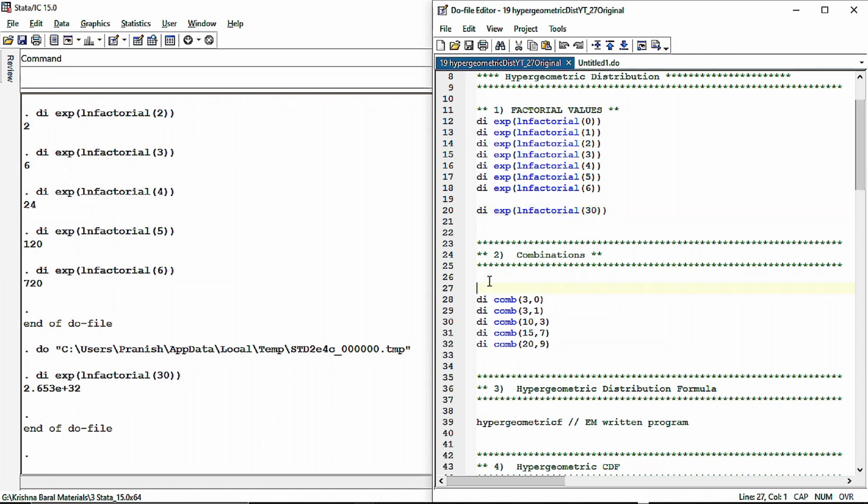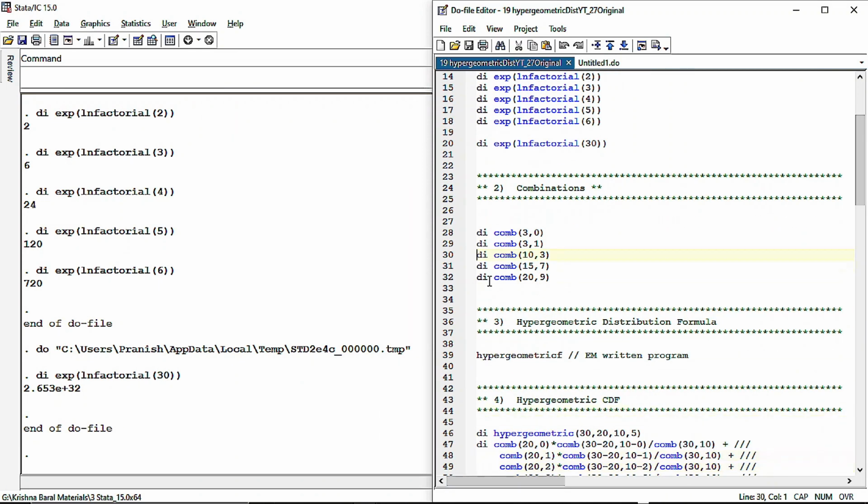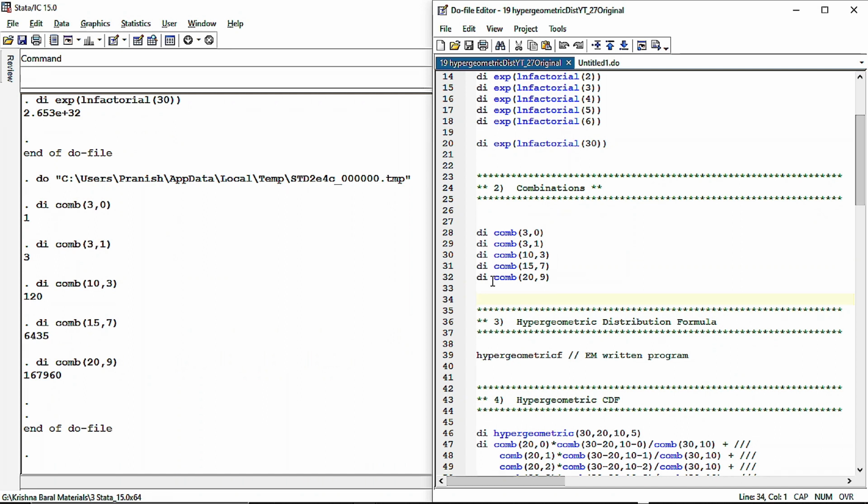Now let us see another useful function, combination, and this is how we can calculate the combination. So the explanation goes like this. There is one unique way in which we can select nothing out of 3 objects. There are 120 unique ways in which we can select 3 objects out of 10, and there are 167,960 unique ways in which we can select 9 objects out of 20 objects.